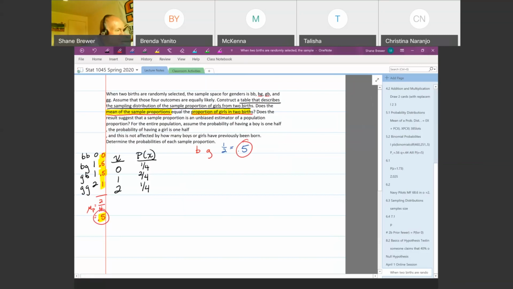And because they're equal, that suggests that we're working with an unbiased estimator, right? So the answer to that last question, does the result suggest that a sample proportion is an unbiased estimator? The answer is yes. So the trick is remembering that in two births, we either get boys or girls. So that's the population. All right, so there's another example. That's the same kind of deal.